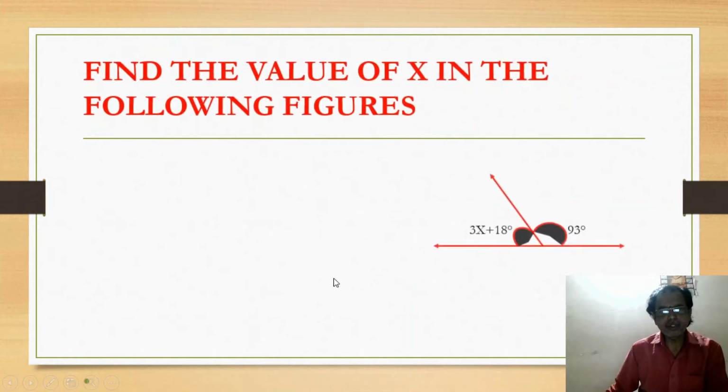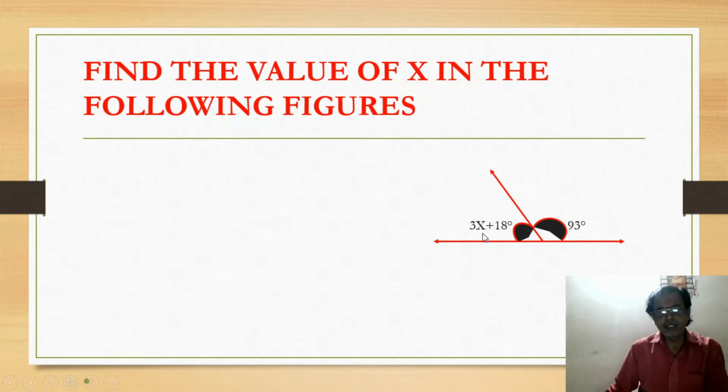Now find the value of x in the following figures. Here we have so many figures. In the first figure, we have 2 angles, 3x plus 18 degrees and 93 degrees. These two are called linear angles and moreover adjacent angles. They are said to be linear angles because the sum of these 2 angles must be equal to 180. Why? Because these 2 angles are on the same line. So by that relation we have to find the x value.